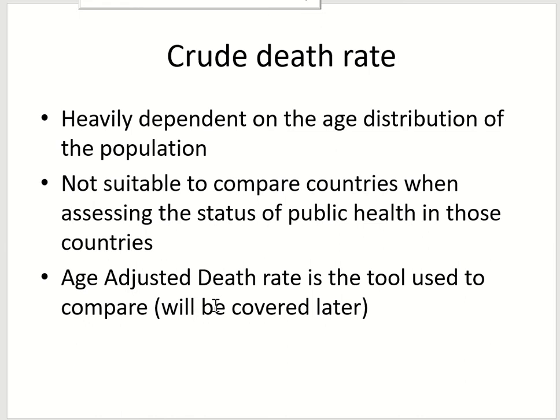Age adjusted death rate is the tool used to compare. So when you want to compare two countries, you don't look at crude death rate, you look at the age adjusted death rate, and we will talk about that later on.